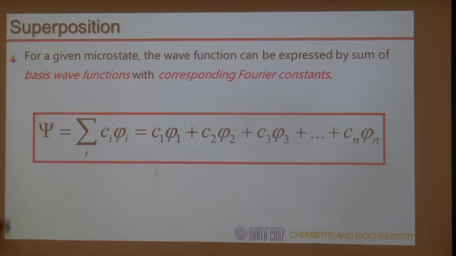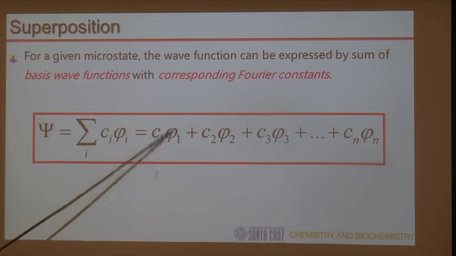So then we go one more. This expression actually just means superposition. For a given microstate, the wave function can be expressed by the sum of basis wave functions, the small letter psi here, with the corresponding Fourier coefficients, so all those c here.